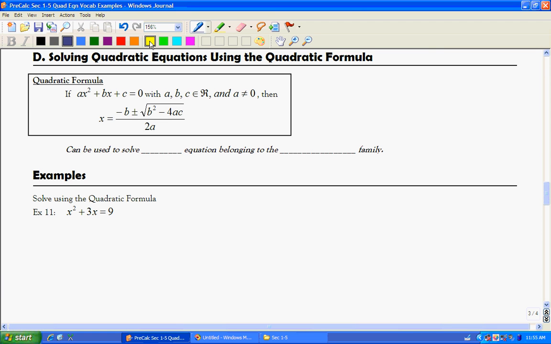Okay, on to our next method. Again, this is section 1.5, solving quadratic equations. And we're going to use the quadratic formula. Again, if you have a quadratic equation, ax squared plus bx plus c equals 0, there's a formula that you should all know, and make sure you have this memorized. x is equal to negative b plus or minus the square root of b squared minus 4ac, all over 2a.